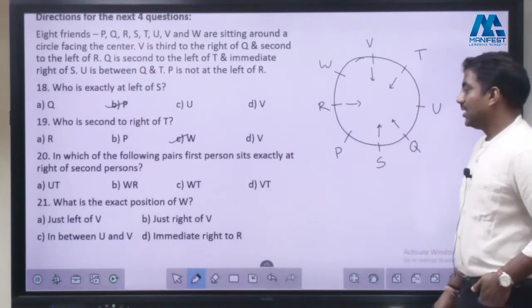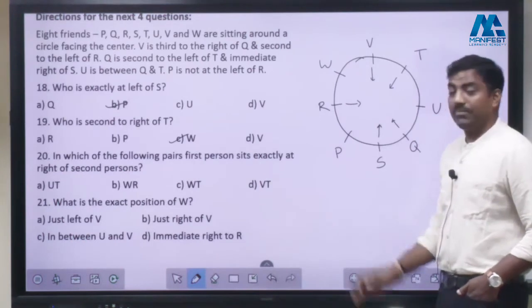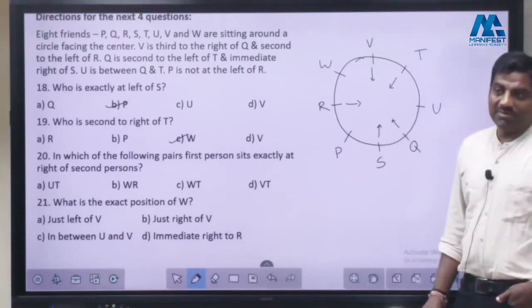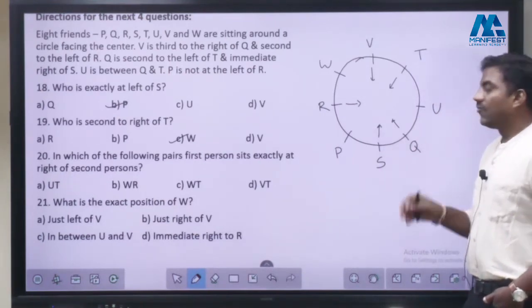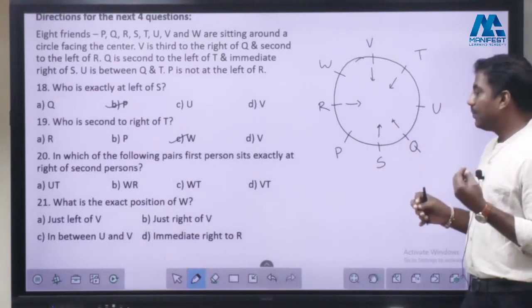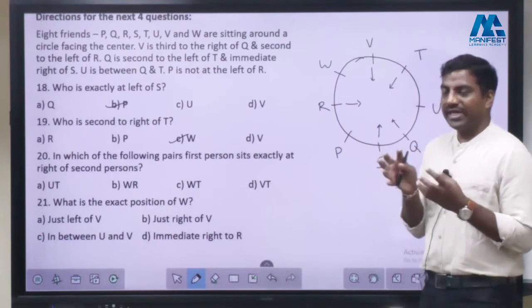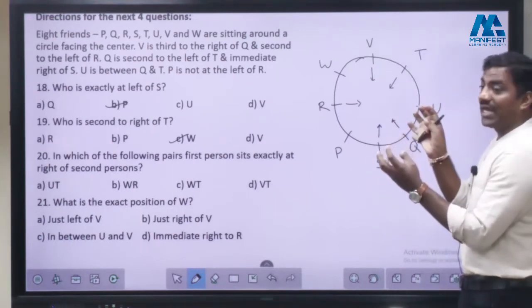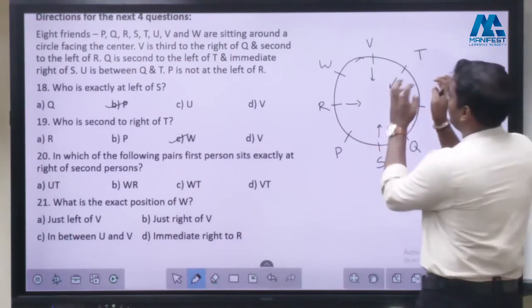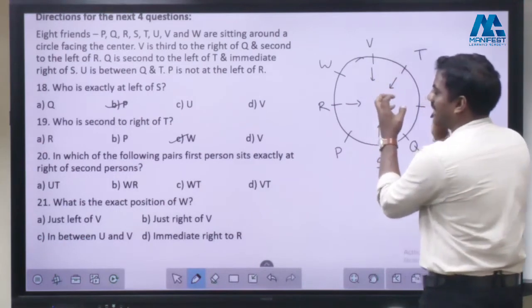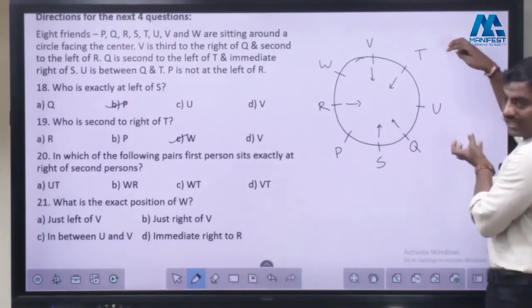In which of the following pairs, first person sits exactly at the right of second persons? Okay, be careful in such questions. It can be misleading. In which of the following pairs, there is a pair, take the first person, that person sits exactly at the right of the second person. So take the first person, put him to the right of the second person. So the first person on the right, second person on the left. So take like that. U and T. Take U to the right, T to the left. Is it possible here?